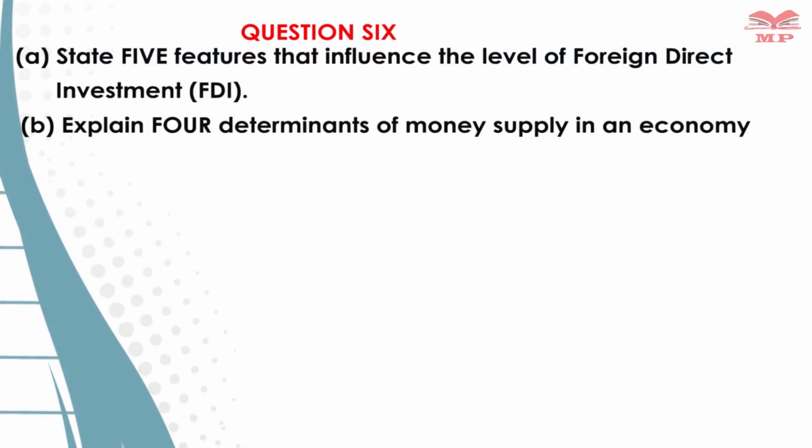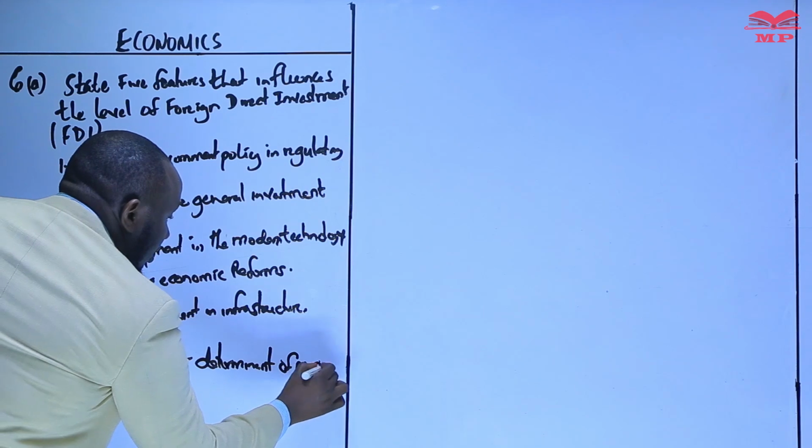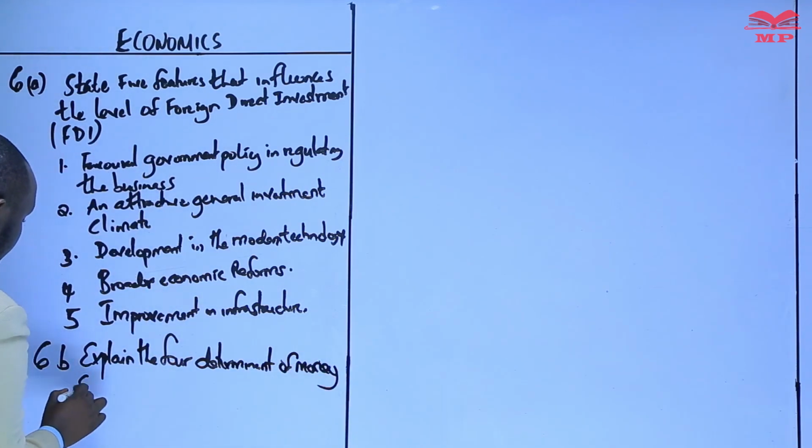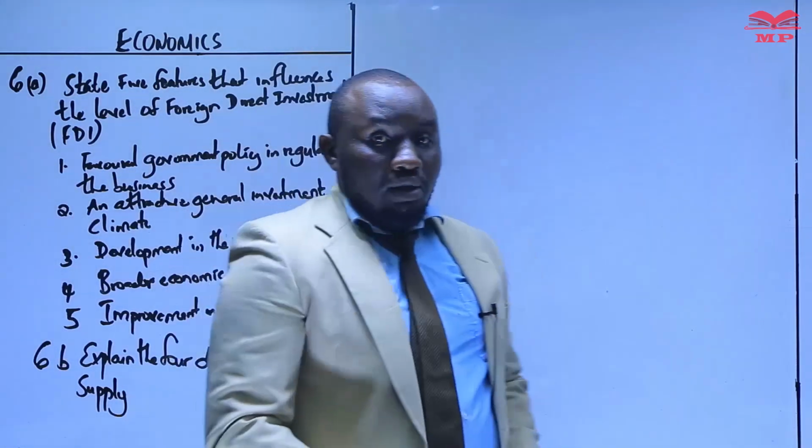We say explain 4 determinants of money supply. Explain, that is 6b. Explain the 4 determinants of money supply.